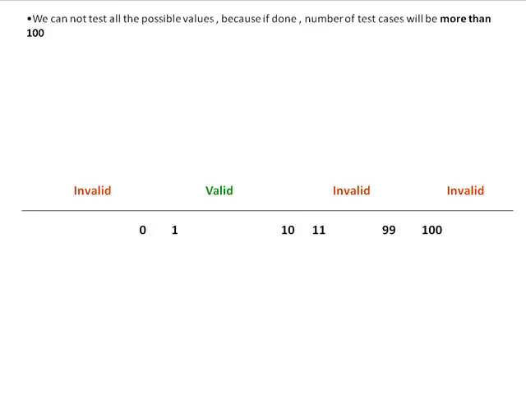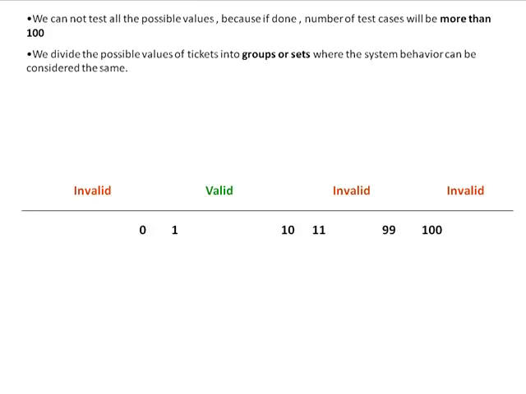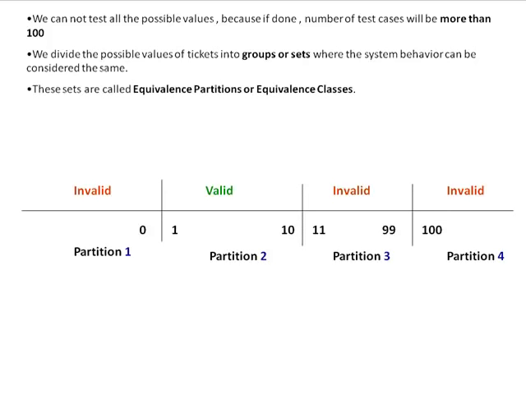We cannot test all the possible values, because if done, number of test cases will be more than 100. To address this problem, we use equivalence partitioning. We divide the possible values of tickets into groups or sets, where the system behavior can be considered the same. These sets are called equivalence partitions, or equivalence classes. Then we pick only one value from each partition for testing.